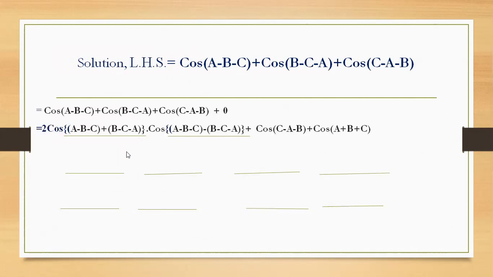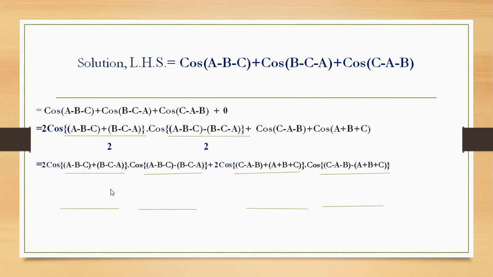After that, we have to use cos c plus cos d here, where c means a minus b minus c, and d means b minus c minus a. According to this formula, cos c plus cos d equals 2 cos((c plus d) by 2) into cos((c minus d) by 2). Here in 0 we use cos(a plus b plus c), as shown in the previous slide. And here also we use cos c plus cos d, where c means c minus a minus b, and d means a plus b plus c.